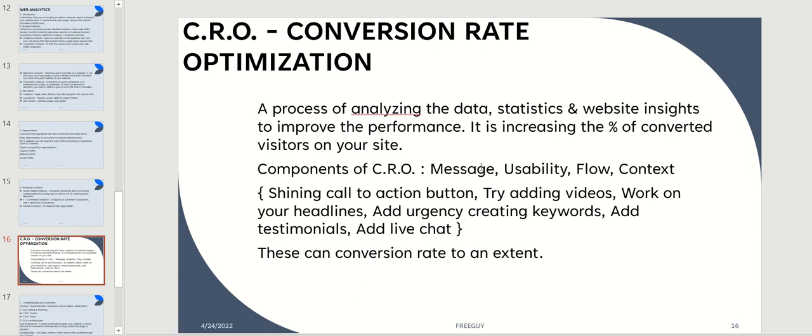Message means the message your platform is trying to convey should be relevant in terms of content. And usability: you need to make sure a customer converts without any hassle. Everything should be tab friendly and enabled. And flow: there should be a flow in navigation and checkouts. Context is about providing your customer a tailored experience.